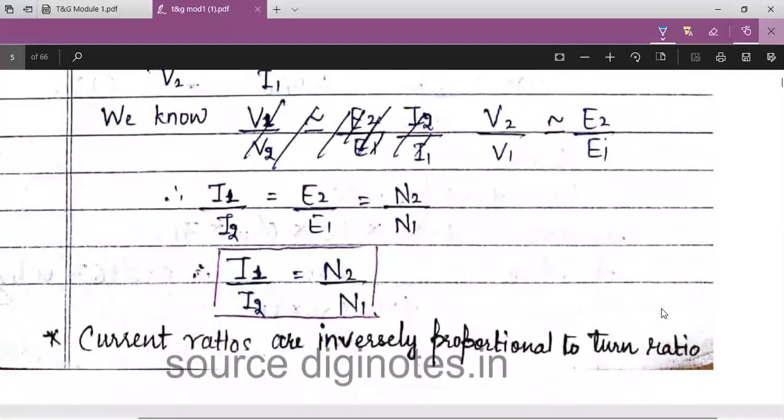So the relationship between current and number of turns: N2 by N1 equals I1 by I2, which is also equal to E2 by E1.